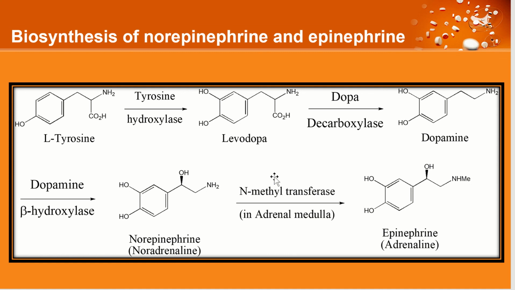And then the final step in the biosynthesis of epinephrine, now that we have already biosynthesized norepinephrine, is the N-methyl transferase methylation, and it happens in the adrenal medulla, right? Notice the difference between norepinephrine and epinephrine is a methyl group. So this is an NH2, a primary amine, and this is a secondary amine with the methyl group here. So N-methyl transferase catalyzes the methylation of norepinephrine to epinephrine. So that is how the body biosynthesizes norepinephrine and epinephrine.